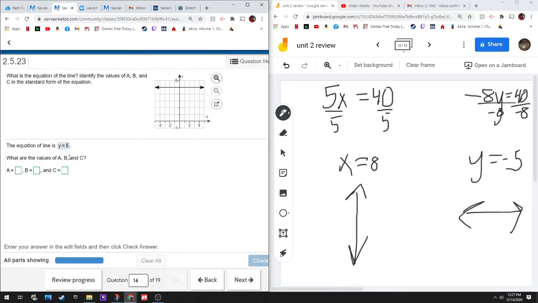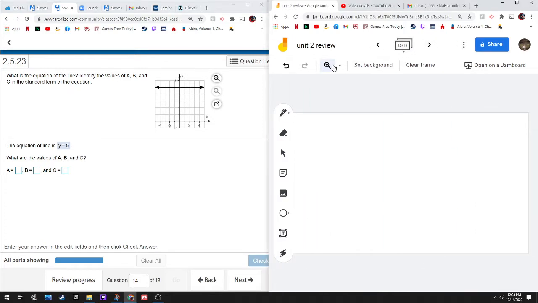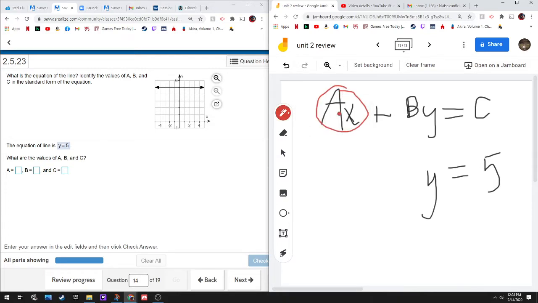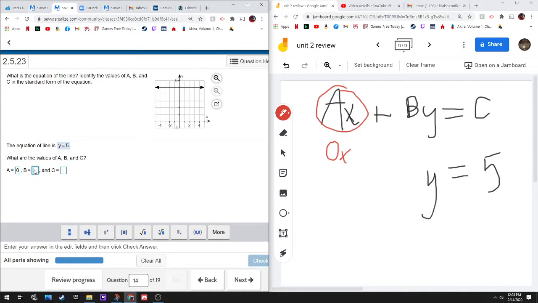Awesome. A, B, and C? What are you talking about? This isn't A, B, and C, but let's think about this. If this was a standard form line, Ax plus By equals C, and I wanted to just say y is equal to 5, the first thing you'll notice is there's no x there. So the only way for that to happen is if there was a 0 with the x. So I'd say that A is 0. And if you're like, Mr. Canfield, we never did this.